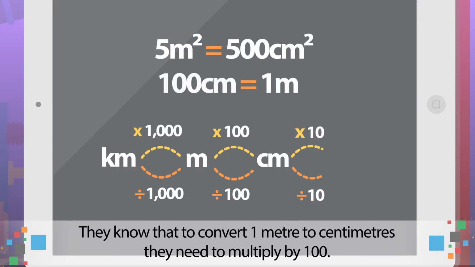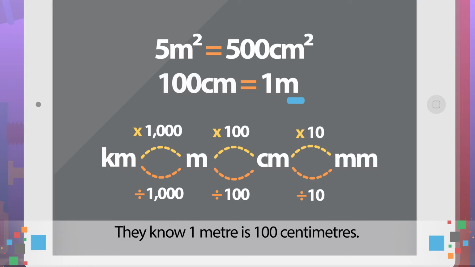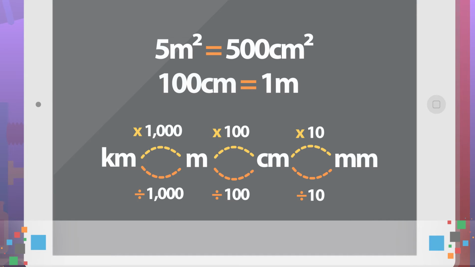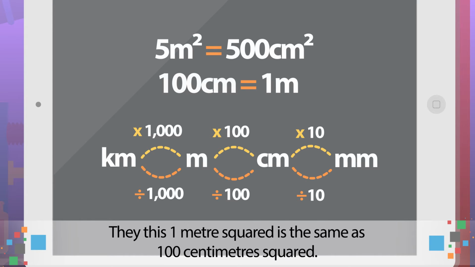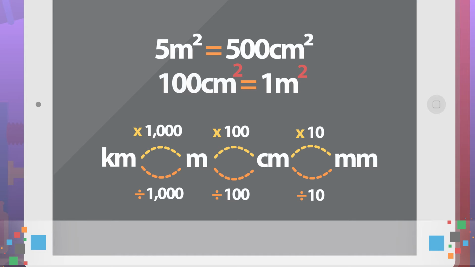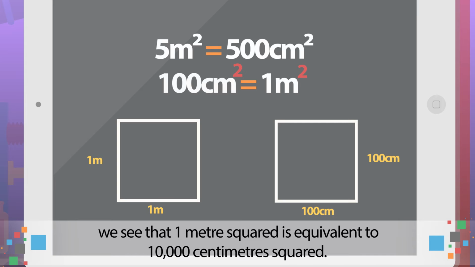They know that to convert 1 metre to centimetres, they need to multiply by 100. They know 1 metre is 100 centimetres. Because both the units are squared, they ignore it as they think the same rule applies. They think 1 metre squared is the same as 100 centimetres squared. In fact, we know that if we draw a diagram like this and convert, we see that 1 metre squared is equivalent to 10,000 centimetres squared.